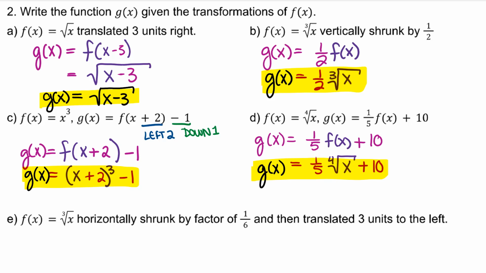If there had been a statement that said vertically shift up 10 and then vertically shrink by 1/5, this would not be our answer. We would need to multiply everything by 1/5 after adding 10.